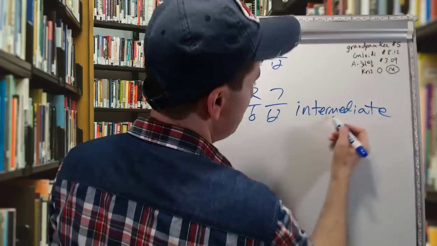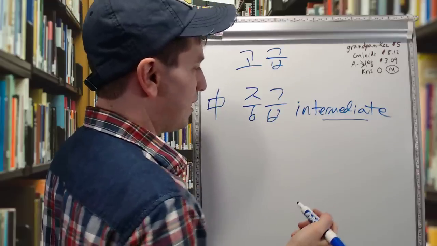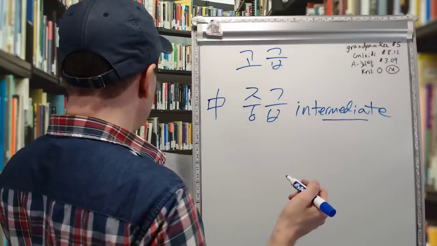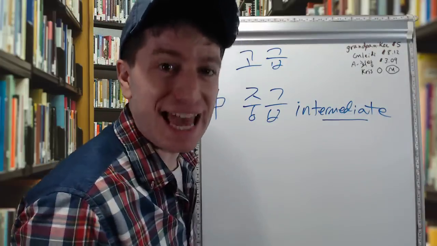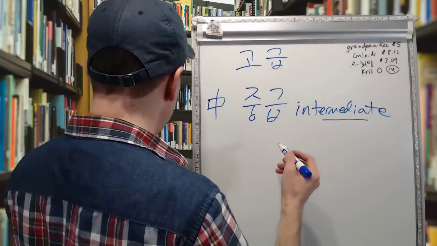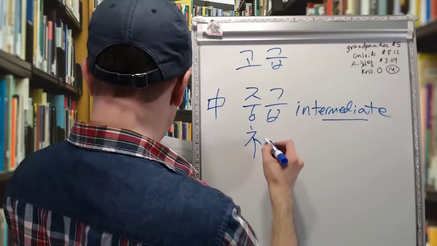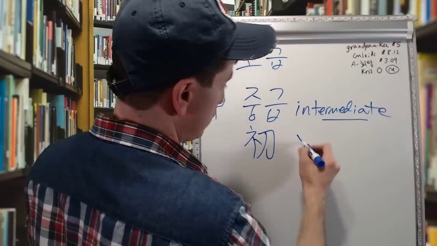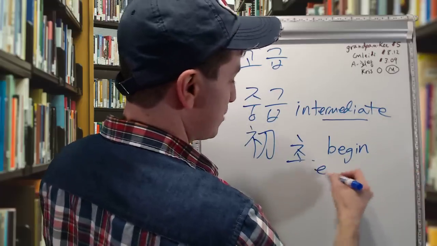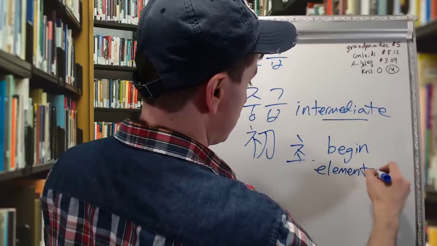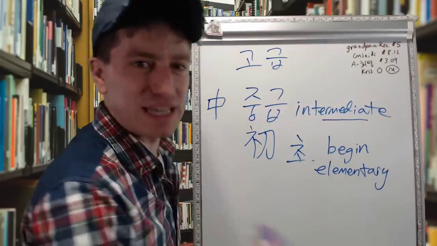In English, intermediate level, 고급, advanced. So you can do a lot of stuff with this. And if you wanted to say beginner, you'd need to know the word for begin, at least. The actual Chinese character for begin is this one. This one's chu. Chu means begin, or like elementary, like beginning. So you could say chu gup, beginning level.